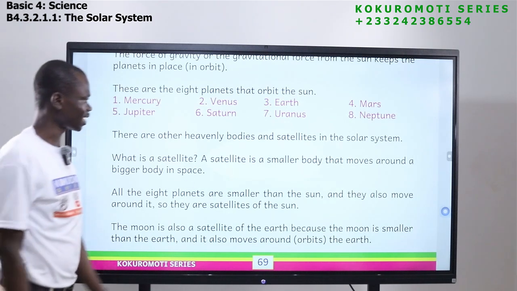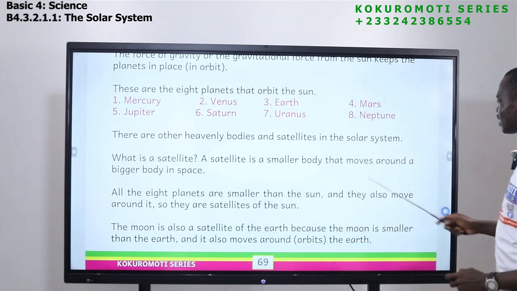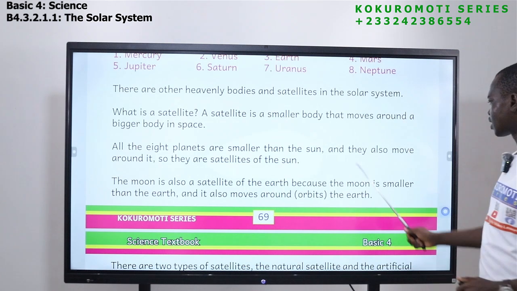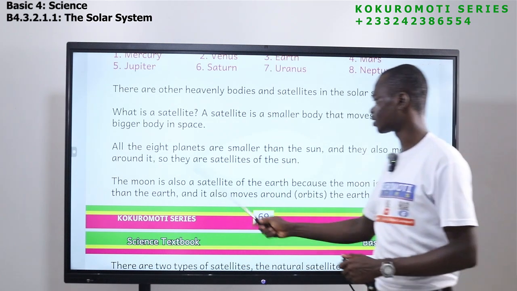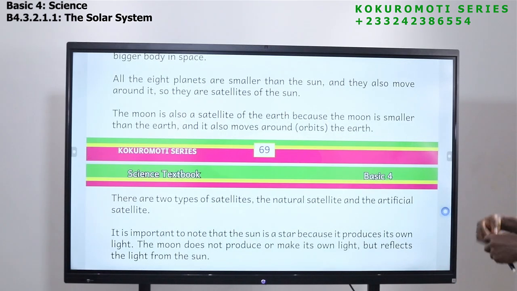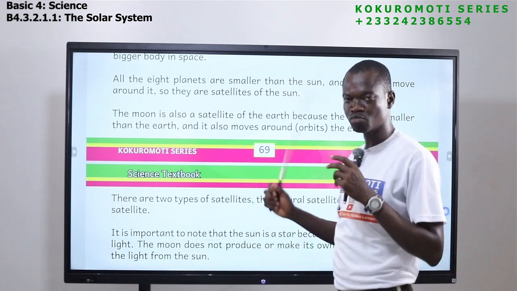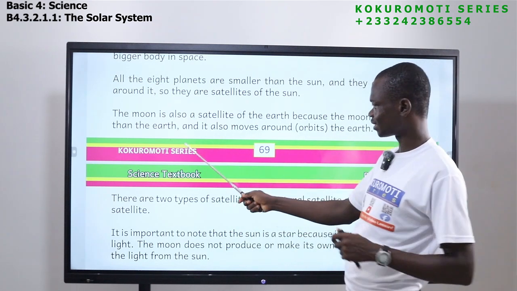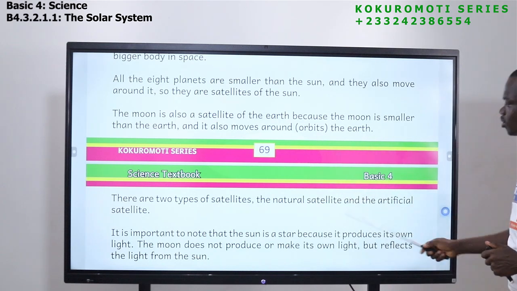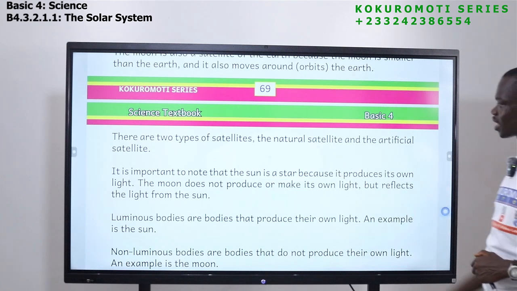So what is a satellite? A satellite is a smaller body that moves around a bigger body in space. All the 8 planets are smaller than the sun, and they also move around it, so they are also satellites of the sun. The moon is also a satellite of the earth because the moon is smaller than the earth. The moon is smaller than the earth, and it also moves around or orbits the earth. Okay, so there are 2 types of satellites, the natural satellites and the artificial satellites.